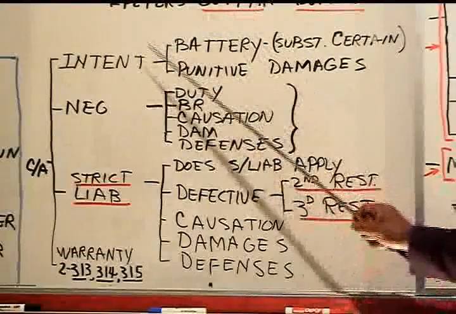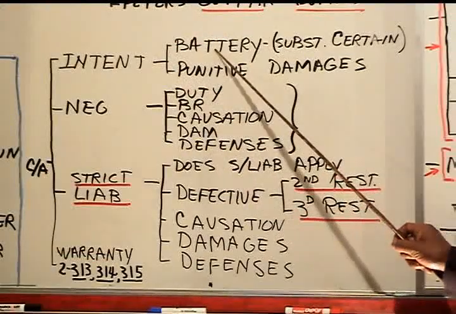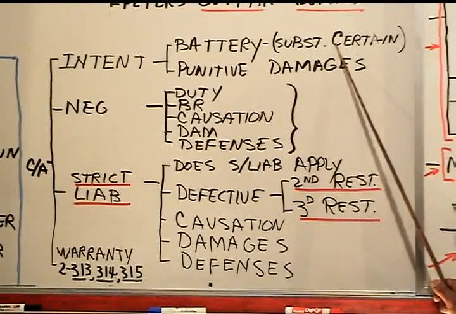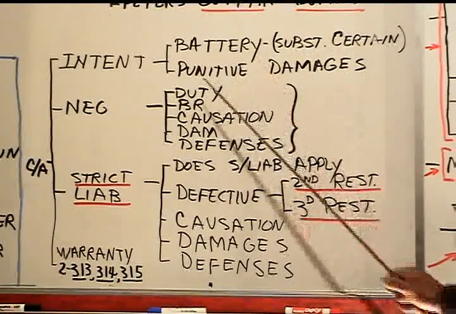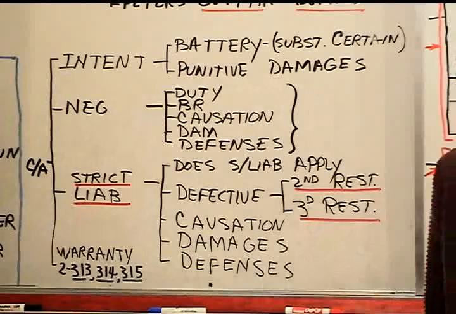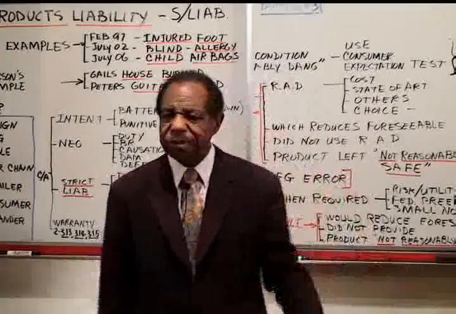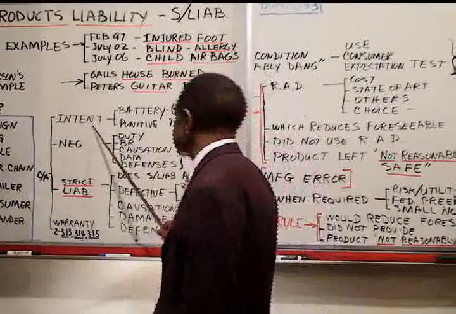So if Sally sues the company for battery, because we're substantially certain to get it to happen, she can get punitive damages for that because it's malicious, it was intentional. And so when Sally goes to court, yep, she can get something under intent. She can sue for intent and recover.